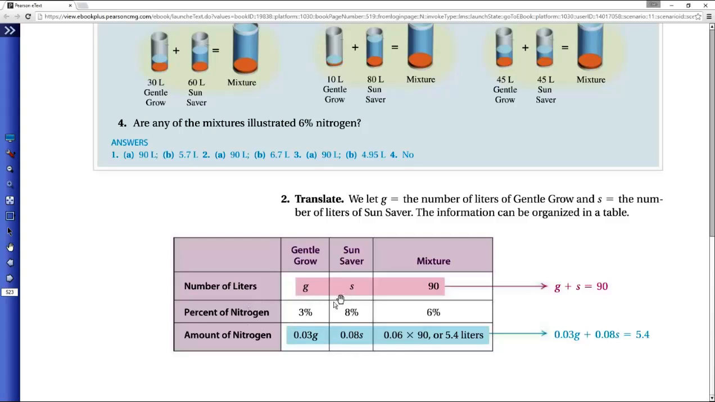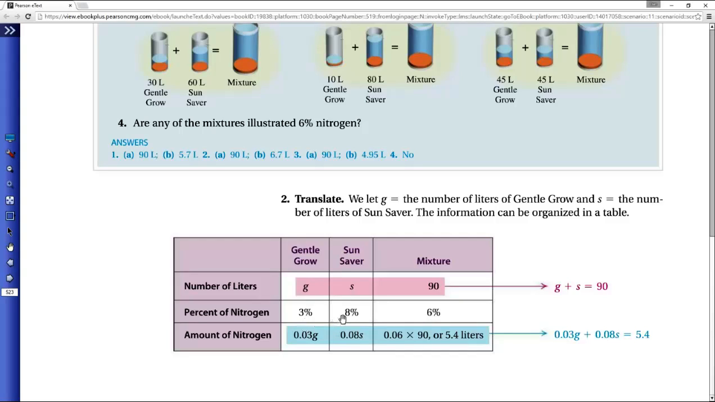Well, here's a number of liters of each one. They go with G and S, and you'd end up with 90, because we know we need to have 90 liters. The percentage of nitrogen in each one of these, Gentle Grow and Sunsaver, they don't really tell us much. We know that we need to make that equal to 6%.